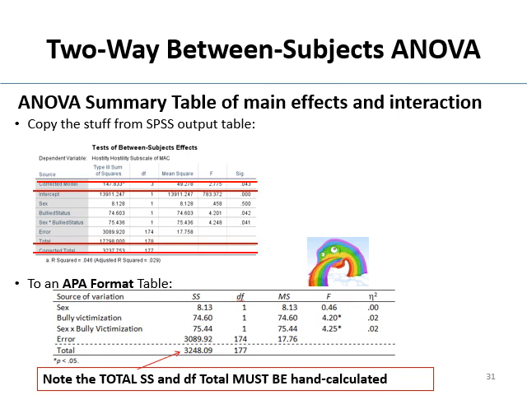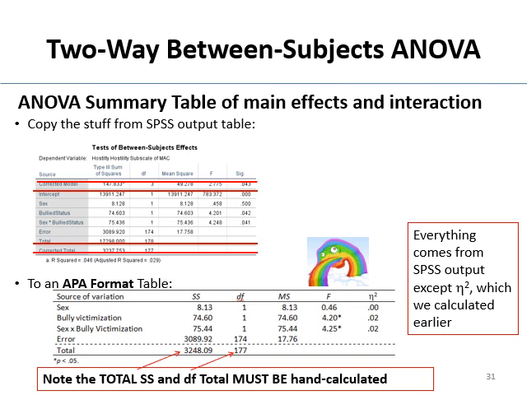You have to add up the sum of squares and df on your own. Don't use the ones in SPSS. Even if it works this time, just get in the habit of doing it on your own, because it won't work moving forward. Everything comes from your output except eta squared, which I showed you how to calculate on the prior slide.